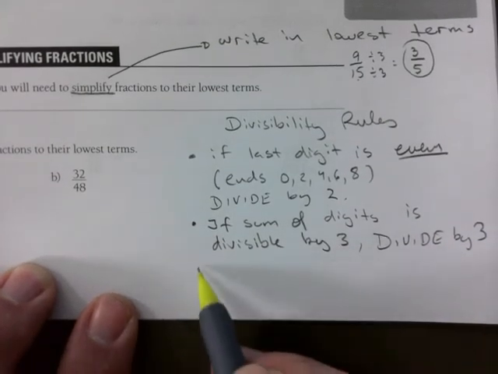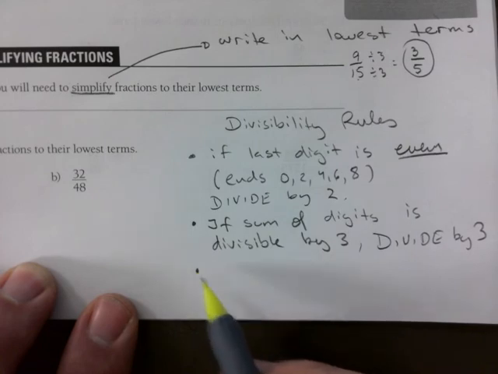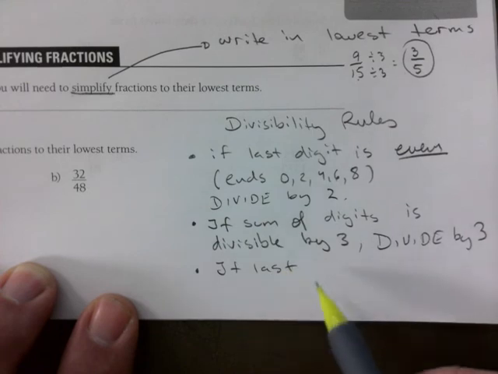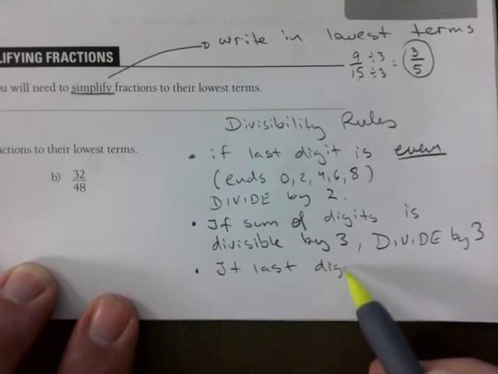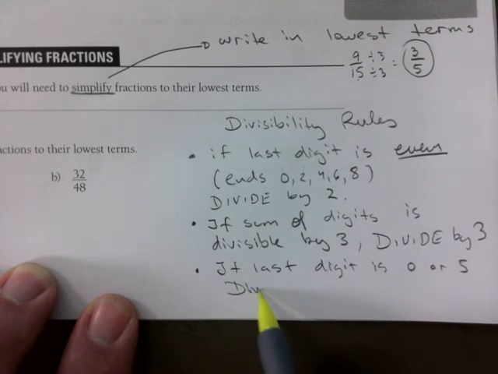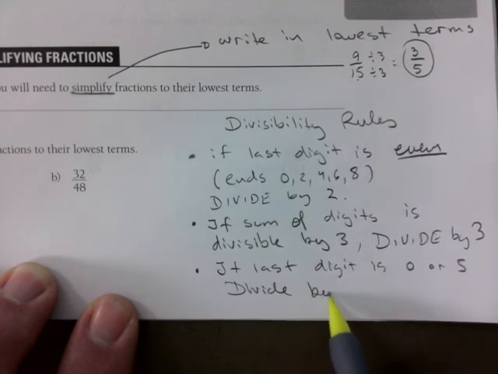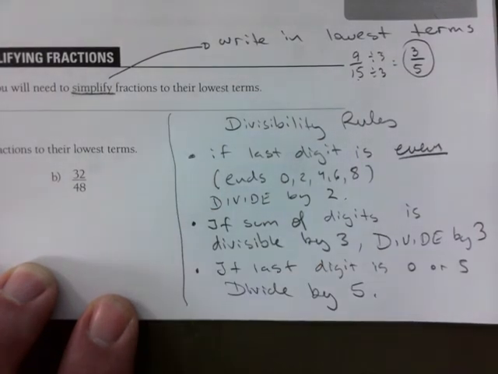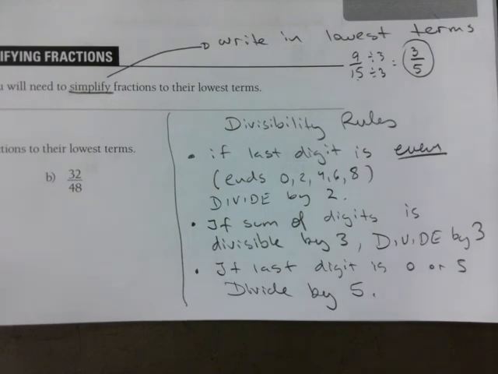And I will make sense of that when I do examples, okay? Last rule: if the last digit is 0 or 5, what am I going to divide by? Divide by 5, okay? So these are the 3 that I'm going to draw from for my examples.